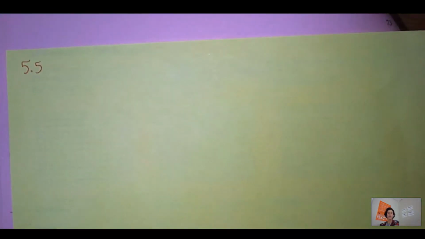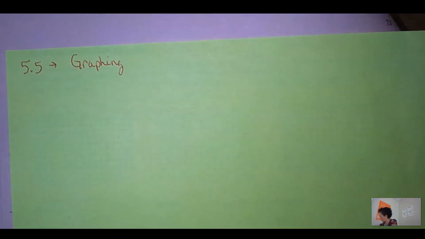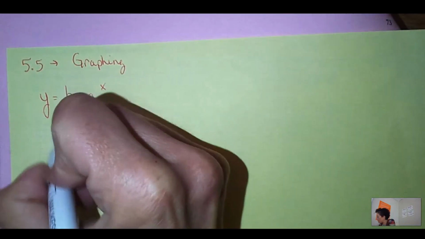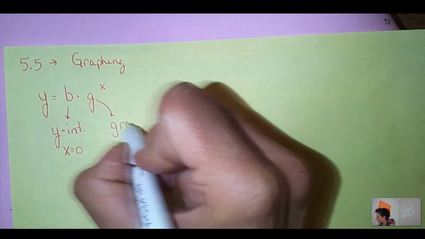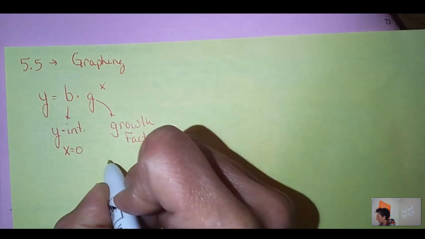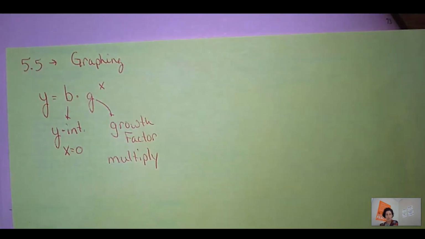So let's recall the things that we already know about graphing, because we did that in our first section. And in our first section, we used this format. Okay? And B, if you remember, was our y-intercept. I will do some abbreviating. And that's when x is 0. And then G is called the growth factor. And when we're making our table, that's just what we multiply by to get more values in our table.